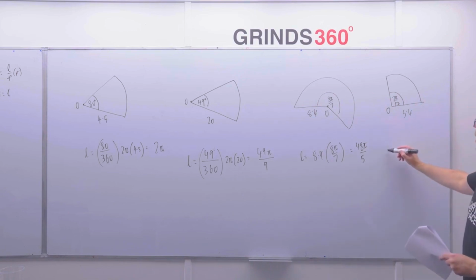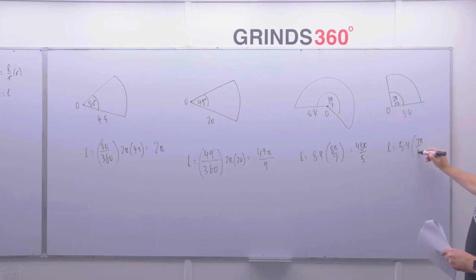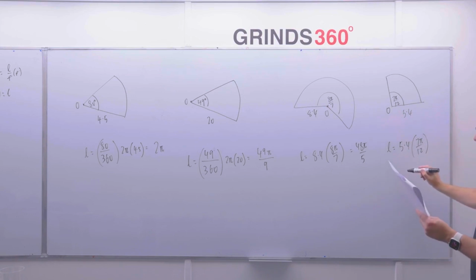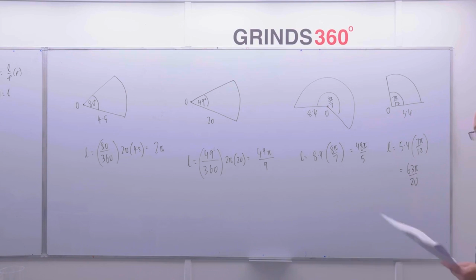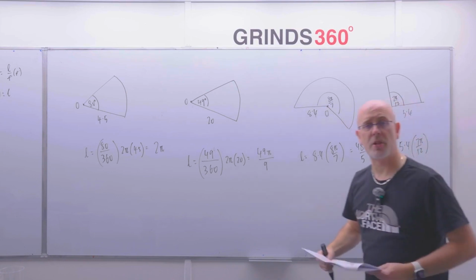So again, the length then is just the radius 5.4 times the angle 7 pi over 12. And if I pop that into my calculator, that comes out as 63 pi over 20. And none of those answers have units of measurement because the radii had no units of measurement either.